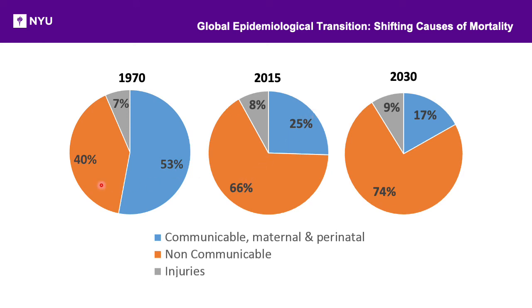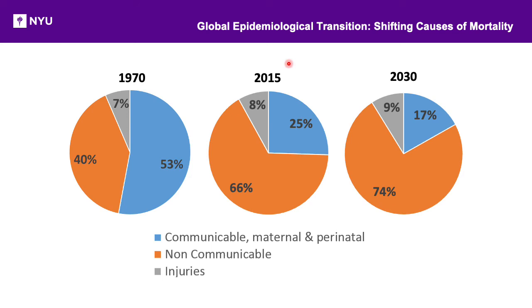Non-communicable diseases had increased from 40% to 66%, and we only saw a slight increase in injuries from 7% to 8%. That is basically the epidemiological transition, where you saw an increase in non-communicable diseases from 40% to 66%, and a decrease in communicable diseases from 53% to 25%.